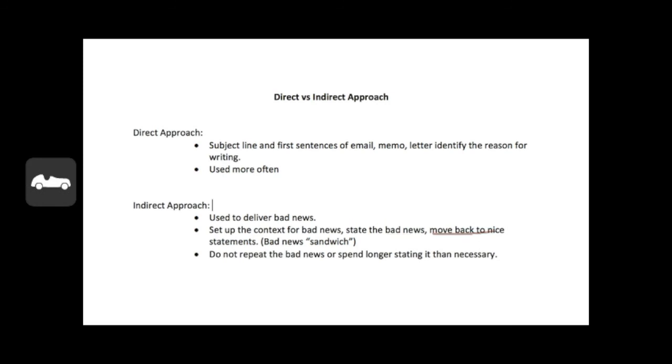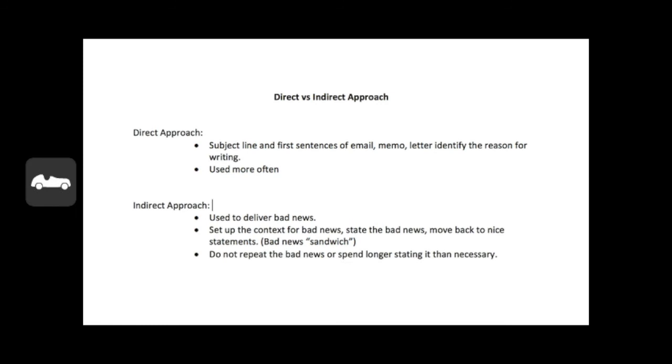Another thing is, you don't want to repeat the bad news or spend longer stating it than necessary. So one mistake that a lot of students make is that they'll just keep saying it over and over when they're writing a document, like, you're fired. Did we mention you're fired? We're so sorry we have to fire you. We really apologize for having to fire you. You don't want to just keep repeating it over and over again.